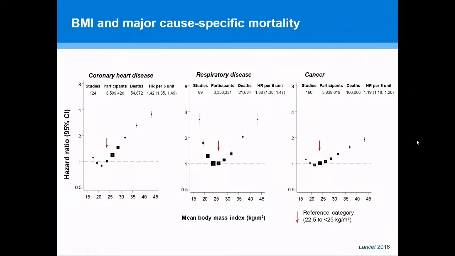Of course, one of the big concerns looking at observational data is how much, in the respiratory cause, smoking and the underreporting of smoking in observational data actually affect this kind of results for respiratory disease.